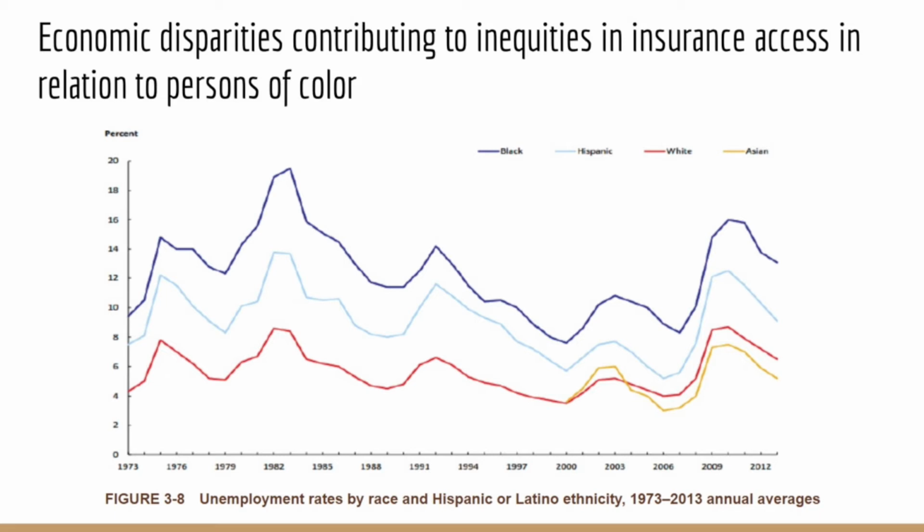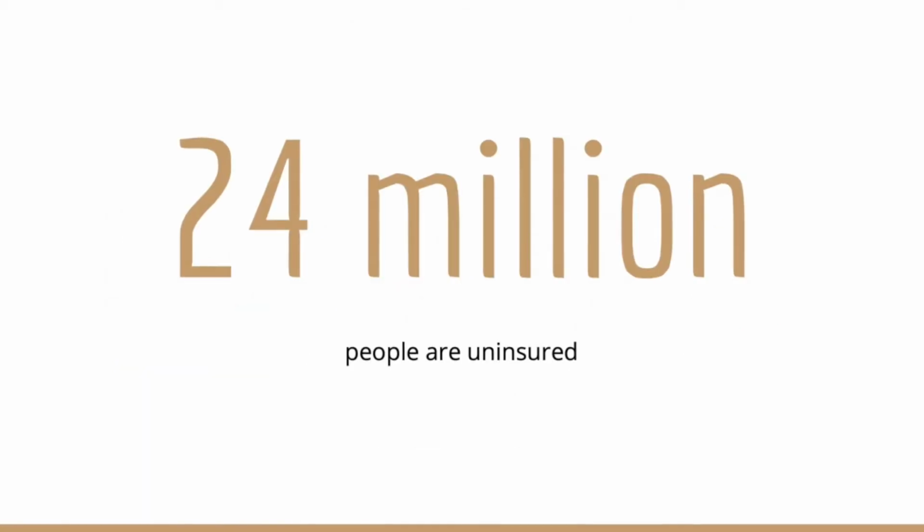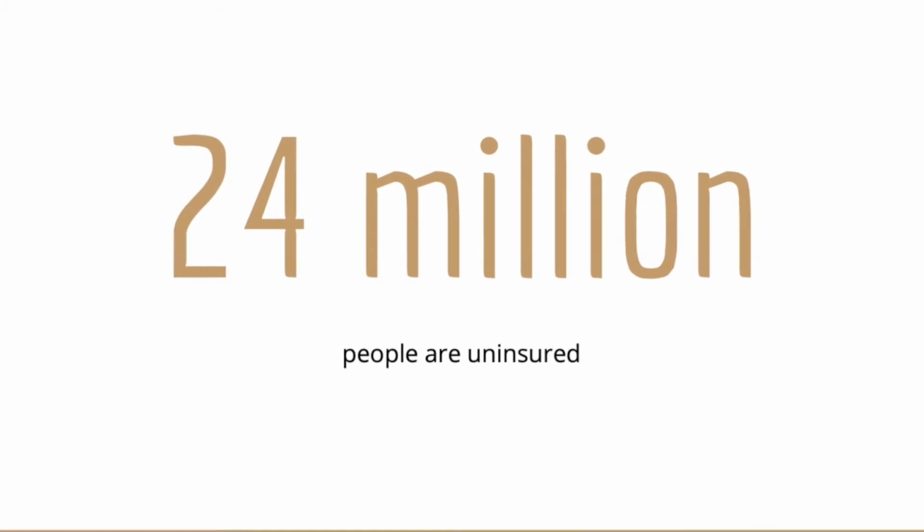This figure shows unemployment rates by race and Hispanic or Latino ethnicity. Looking at the dark blue and light blue lines, we see that Black and Hispanic people are more likely to be unemployed as compared to white and Asian people. Employment is an important factor to insurance access, as many receive workers' compensation insurance from their jobs and others use paychecks to afford insurance fees. Coverage is an important issue in the United States.